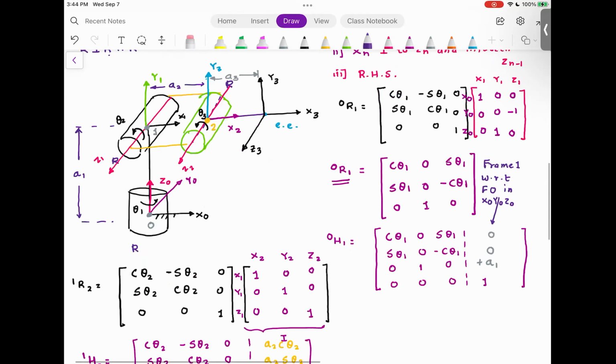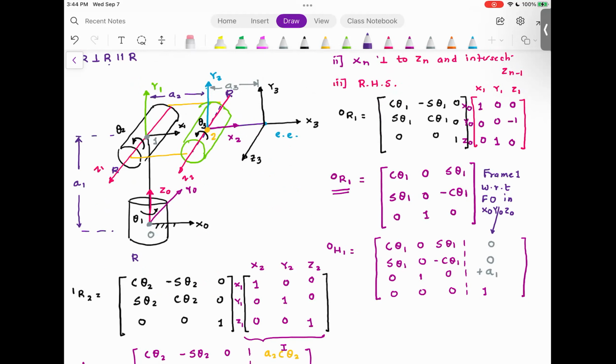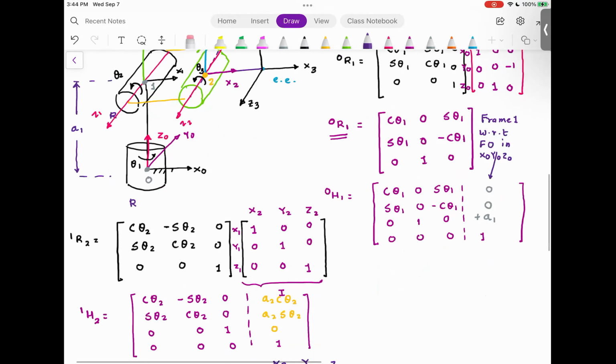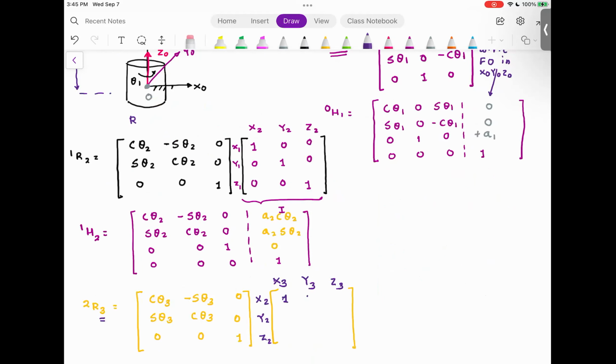Now please understand, x3, y3, and z3 align with x2, y2, and z2. Do you agree with me? So that means that matrix has to be identity. Everyone understood this? x3 is aligned with x2. So I'm going to have this exact same matrix here: 1, 0, 0, 0, 1, 0, 0, 0, 1.